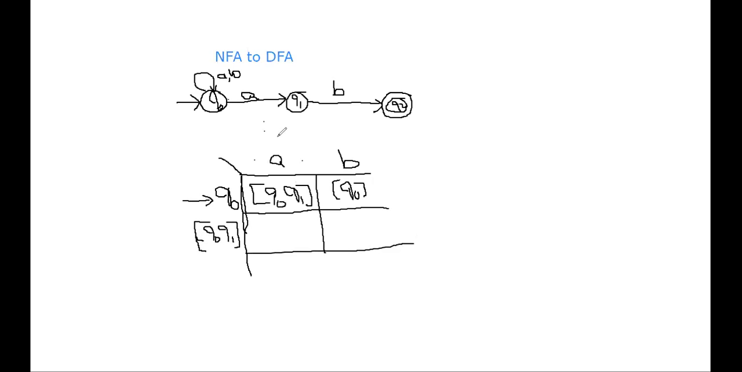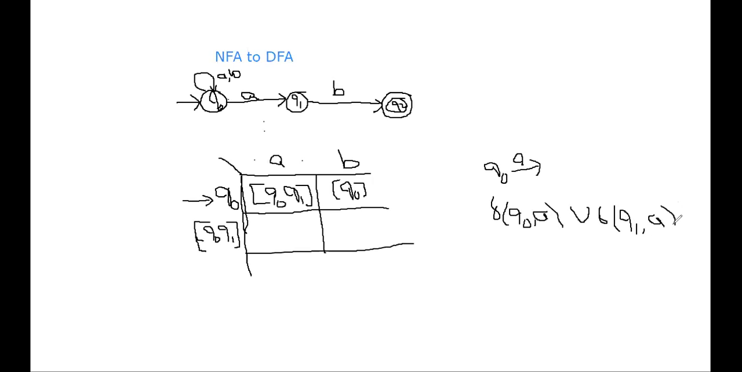Then apply symbol A separately on Q0 and Q1. After getting the results, simply combine them. What is Q0 on A? We can represent it in delta form: delta of Q0 comma A, because we are applying the symbol A to both the states, union, because we need to combine the results, delta of Q1 on A. That is, delta of Q0 on A as well as delta of Q1 on A.